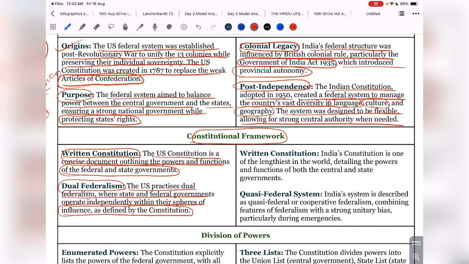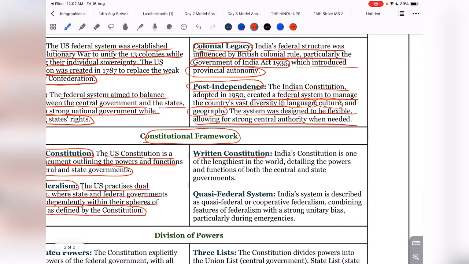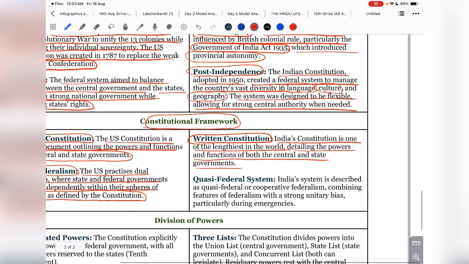But in the Indian case, the Indian Constitution is one of the lengthiest documents in the world, detailing the power and function of both the central and state governments. Our constitution contains detailed provisions regarding the powers of the central government and state governments. The Indian Constitution can be best described as quasi-federal. The Indian system is described as quasi-federal or cooperative federalism, combining the features of federalism and a strong unitary bias, particularly during emergency.